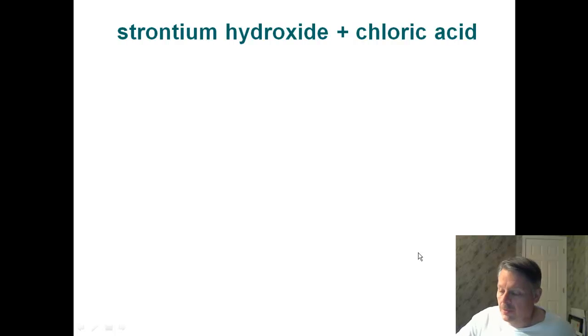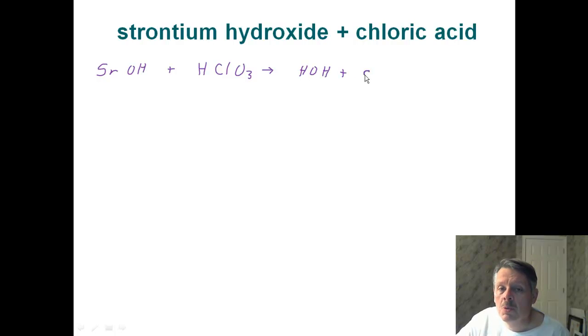All right, strontium hydroxide and chloric acid. How do we do that? Well, chloric acid, let's see. Let me just go and start writing it. Strontium hydroxide is Sr(OH)2 plus chloric acid, that's HClO3, should give me, well, if the H and the Sr replace each other, I've got an HOH, what a strange chemical, HOH plus Sr(ClO3)2.